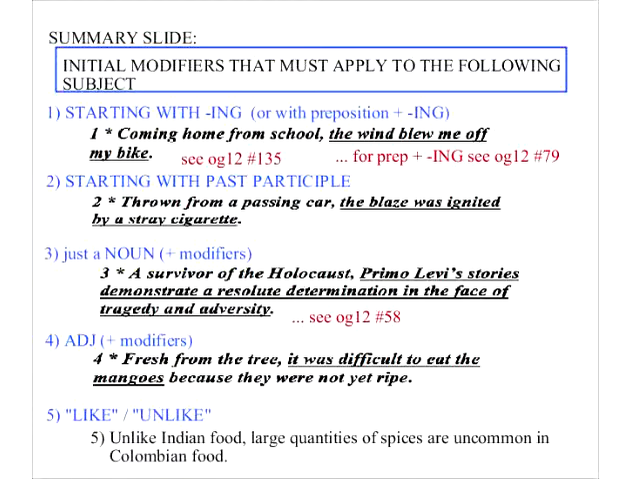This is also incorrect, because if you say unlike Indian food, you need to be comparing that to Colombian food, not spices. So this is also incorrect. In order to correct this, you would have to say unlike Indian food, comma, Colombian food does not commonly use large quantities of spices.